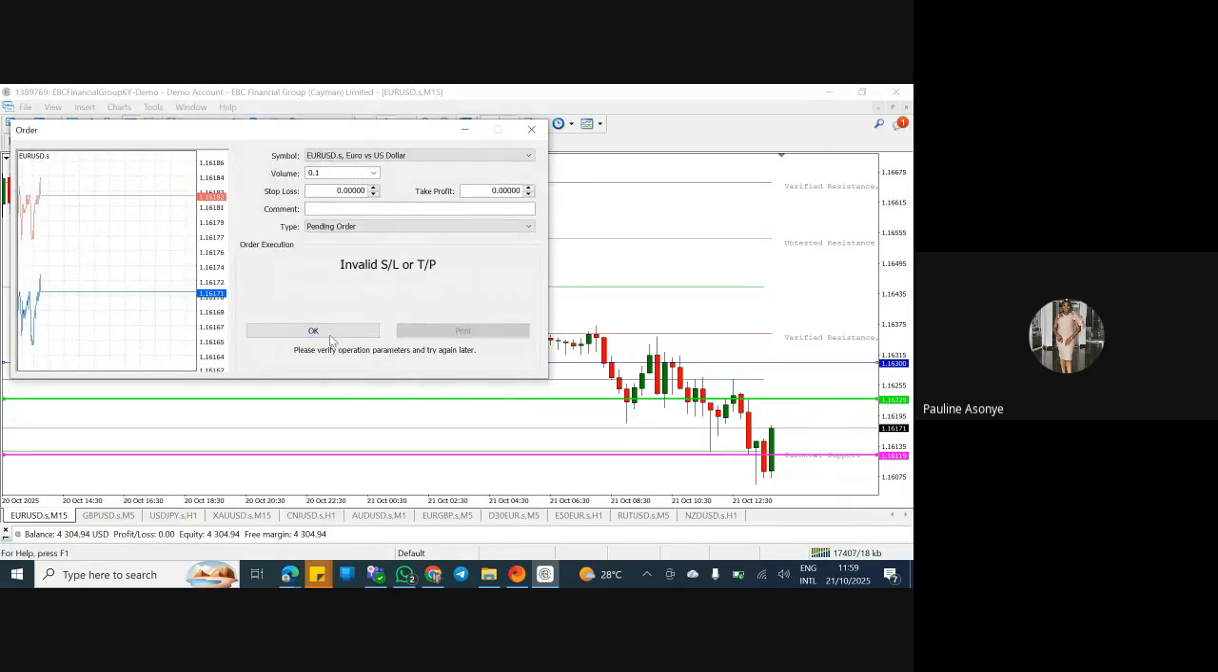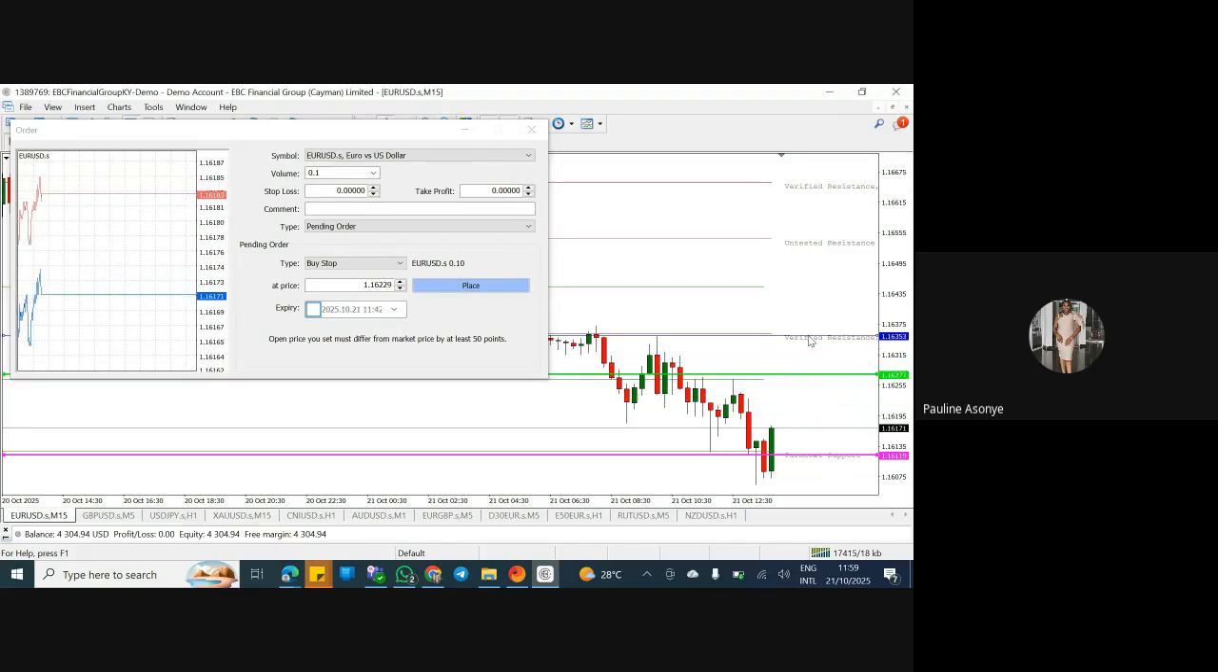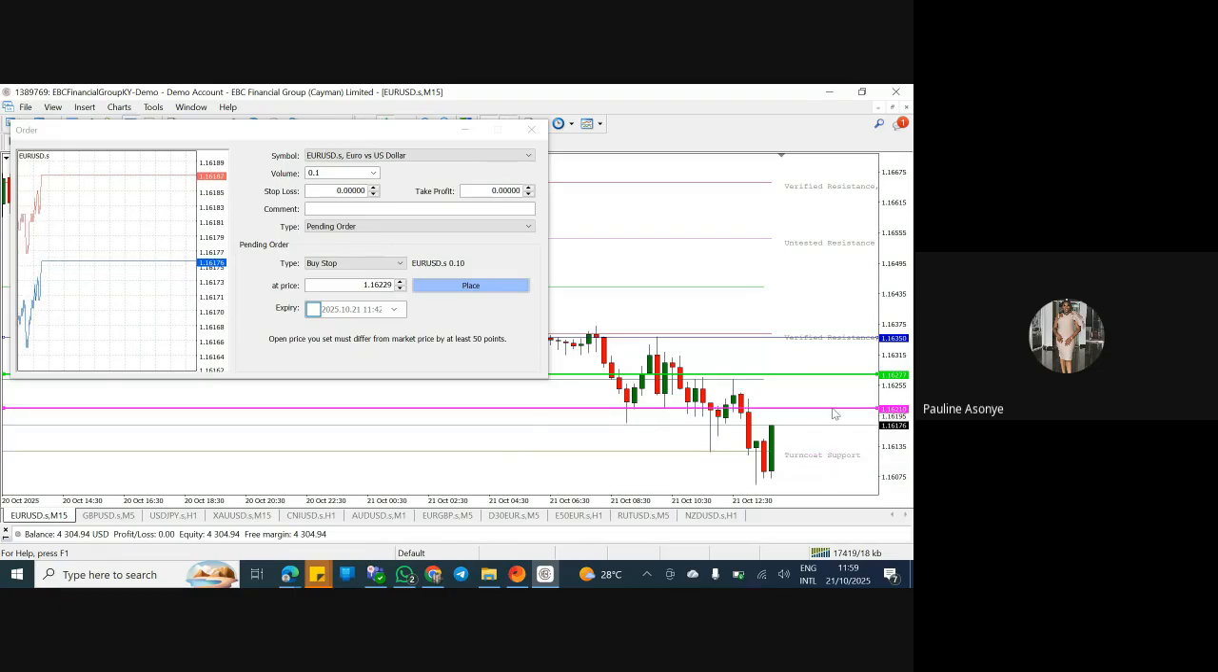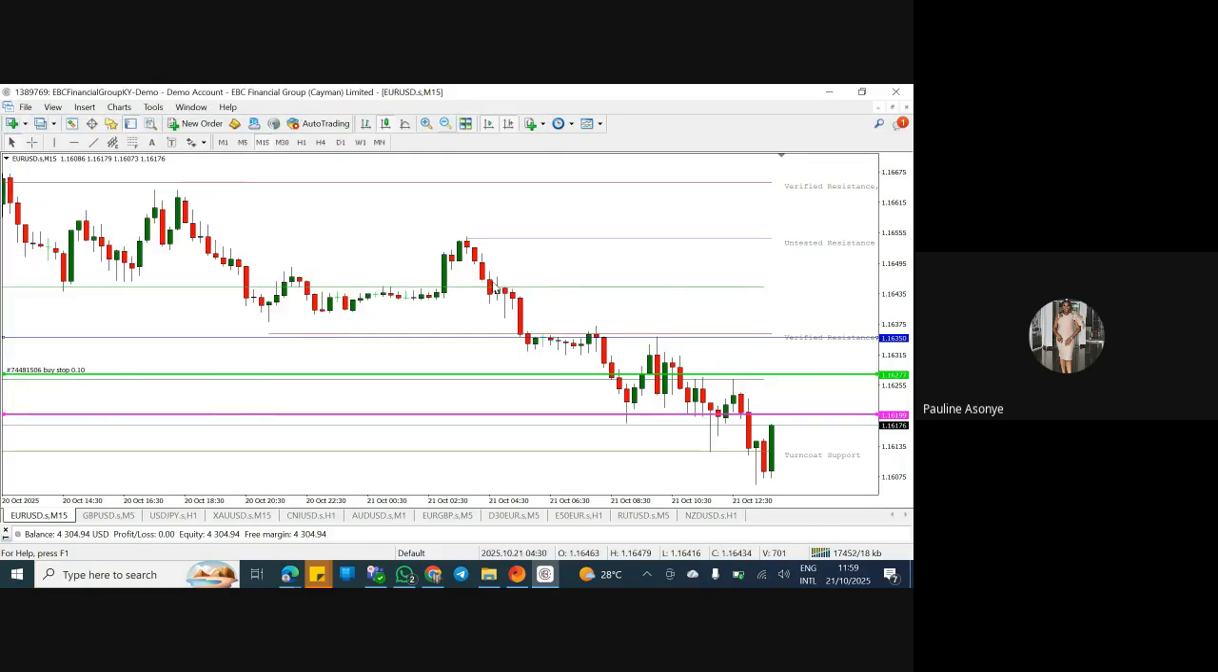Let's place it. That means it's our price that is the problem. So let's have a new price away from the market, then put our stop loss somewhere here. And let's see if this will go now. So you can see this is not a one-way traffic, right? Of course, if I'm doing proper analysis, we won't be having this crisis, but we are not here to do analysis. We are here to learn. 1.1627. So I think that's the new price. You can see it placed.